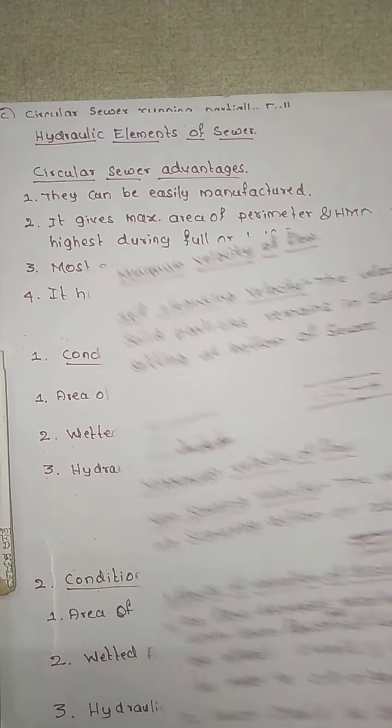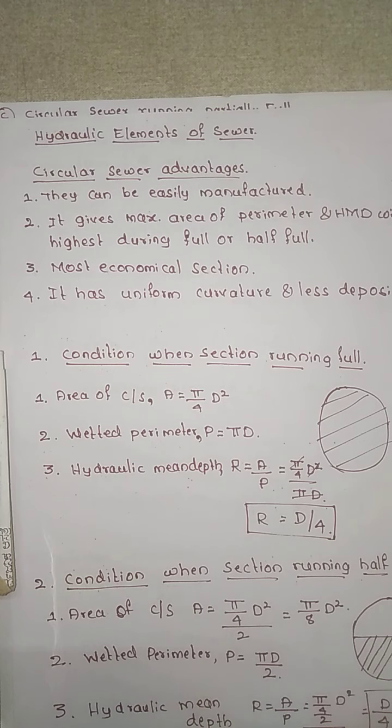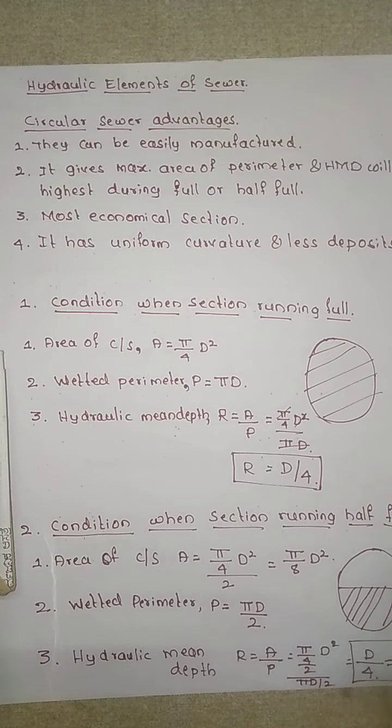Next, we are going to discuss the hydraulic elements of sewer. When we have these sewers, normally we use the circular sewer instead of rectangular, egg shaped, or horseshoe shaped. We use circular sewers for the following reasons. Circular sewers are easily manufactured.